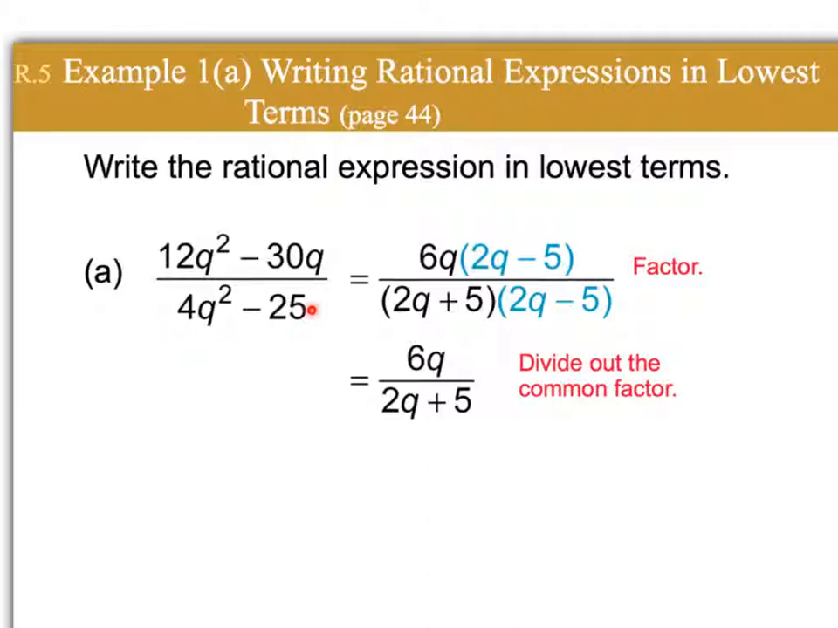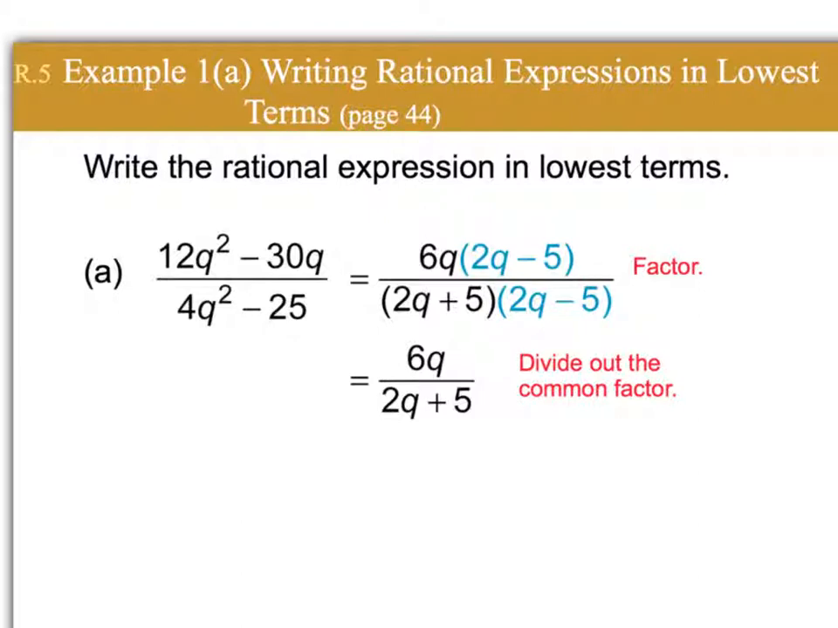The denominator, if you notice, is a difference of squares, and we talked about that formula the other day. Simply take the square root of the first term and the square root of the second, and we write them down. So the square root of 4q squared is 2q, and the square root of 25 is 5. We do a positive version and a negative version of this.